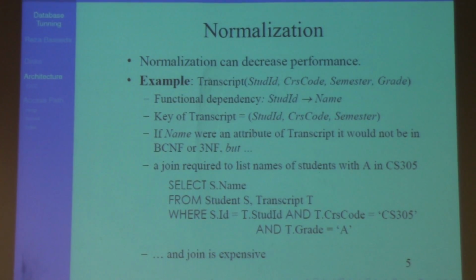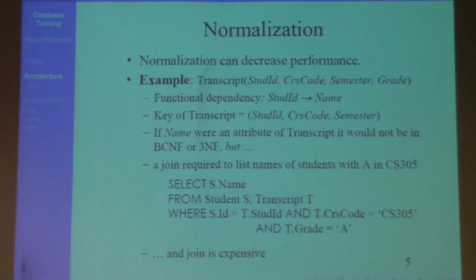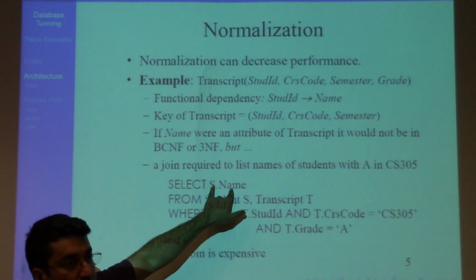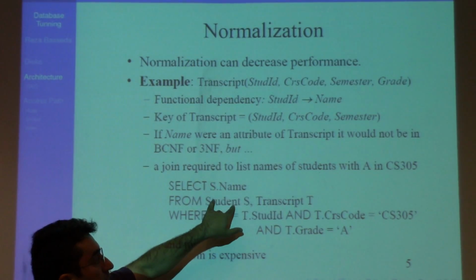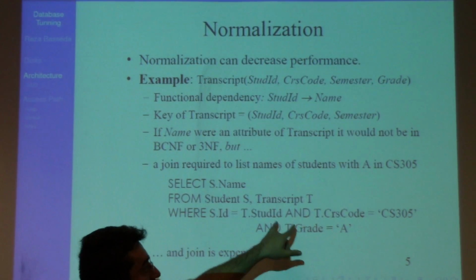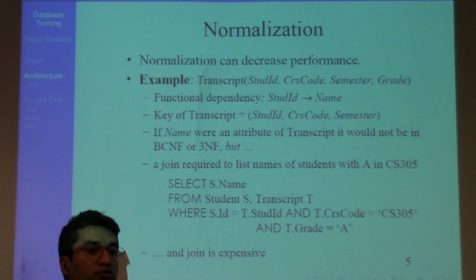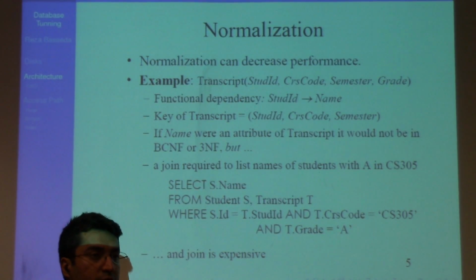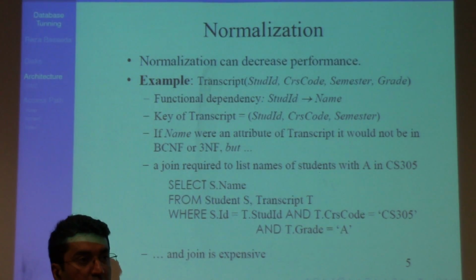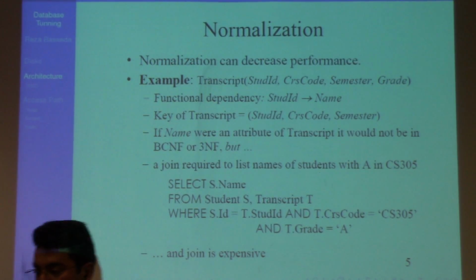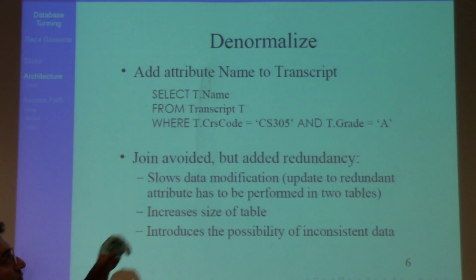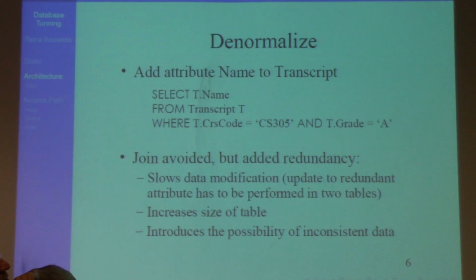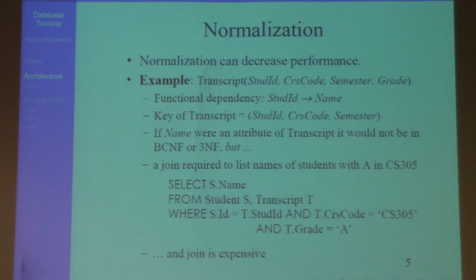But there is one way to improve the performance. What is the way? Where is the name of the student, in which table? Student table. Where are the course code and grade? Transcript. So you are doing this join a lot of times because it is normalized. So how about I denormalize the table and put one redundant field of the student into the table of the transcript.